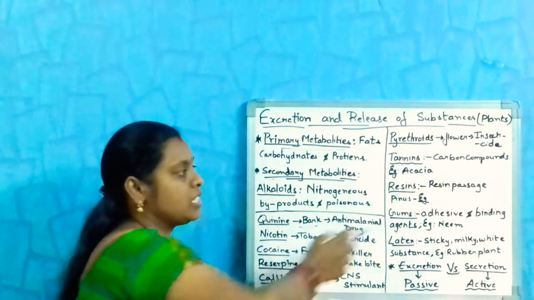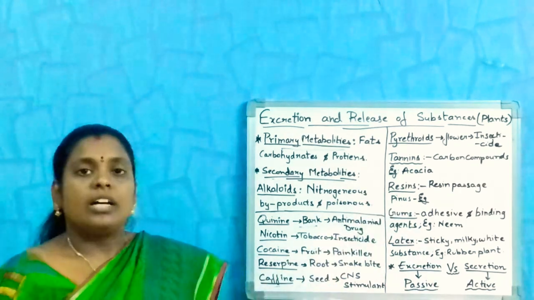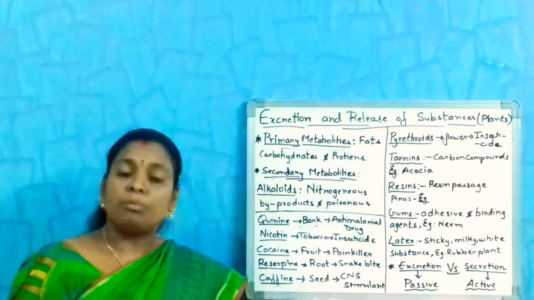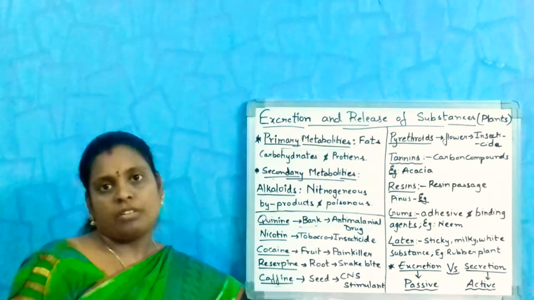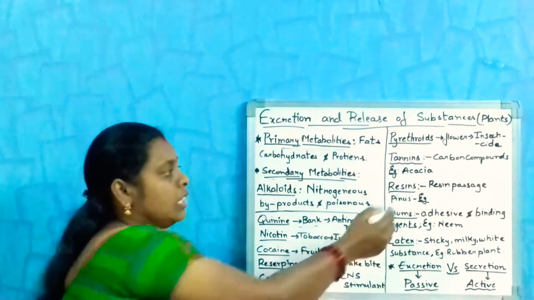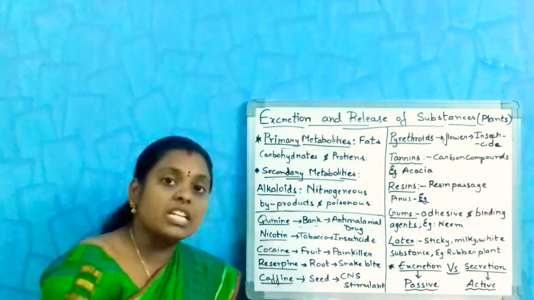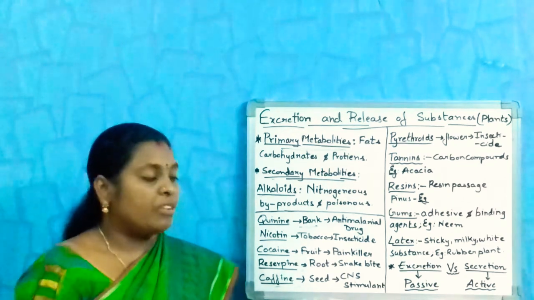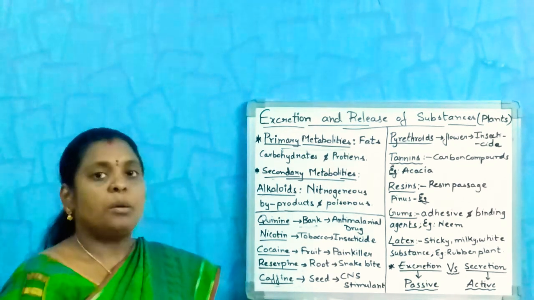Next, resins. Resins are extracted from the gymnosperm plants, from the resin passages. We call them resin passages. An example for resins is the pinus plant.